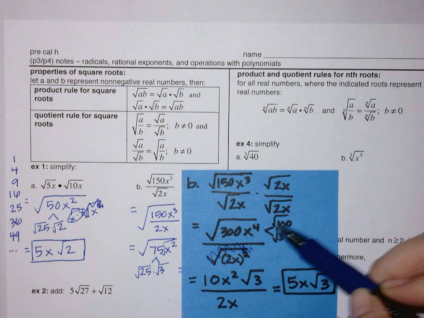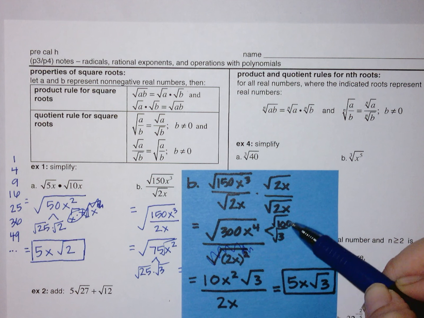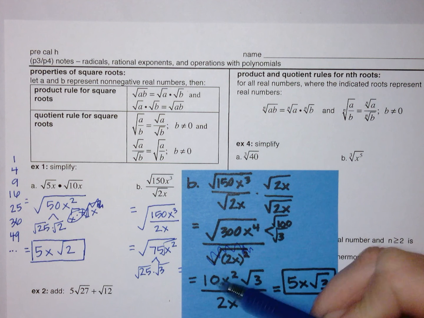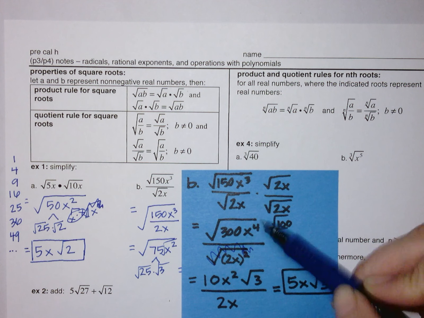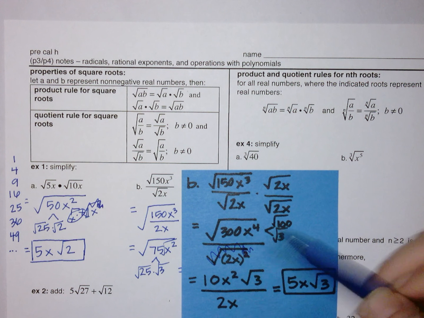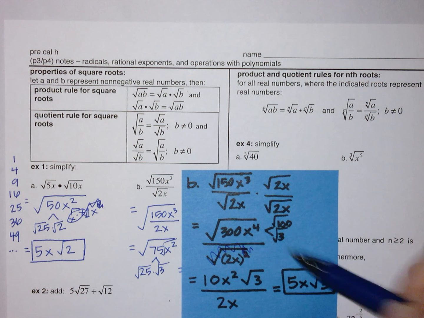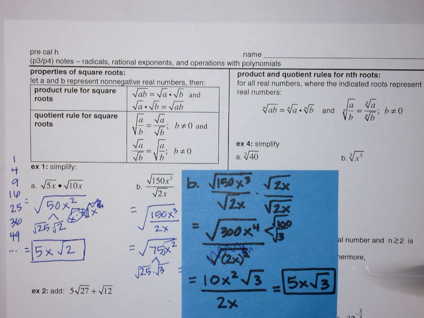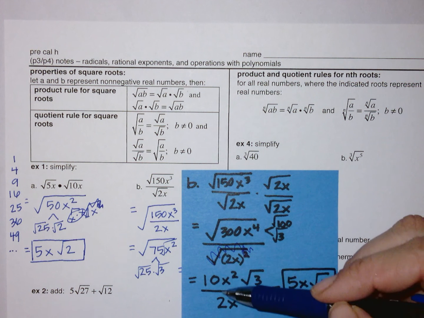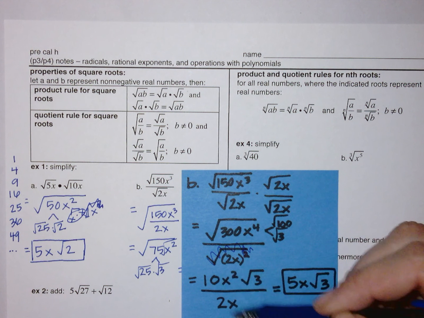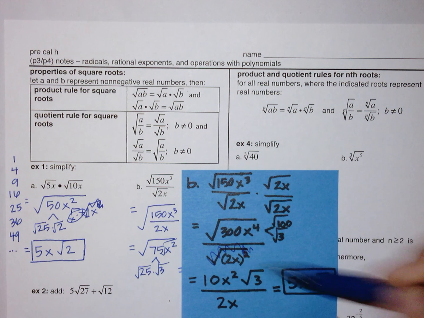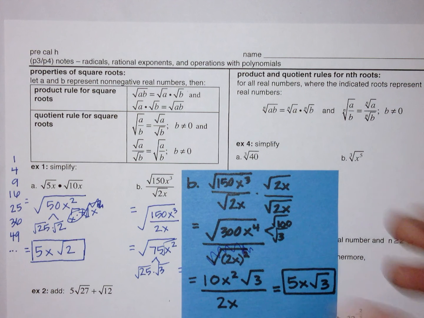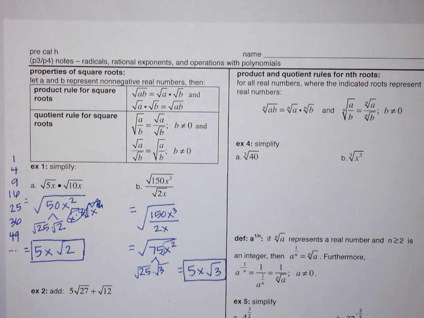Anywho, 300, my perfect square there would be 100 times 3, and then I'd square root both of those, so I'd get 10. The x to the fourth, when I square root that, I get x squared, and then I still have a radical 3. And then in the denominator with the square root, undoing the square, I get 2x. And then when I reduce properly, because these are common factors, 10 divided by 2 is 5, and x squared divided by x is x. So you can see we get the same thing we did either way. Moving on.